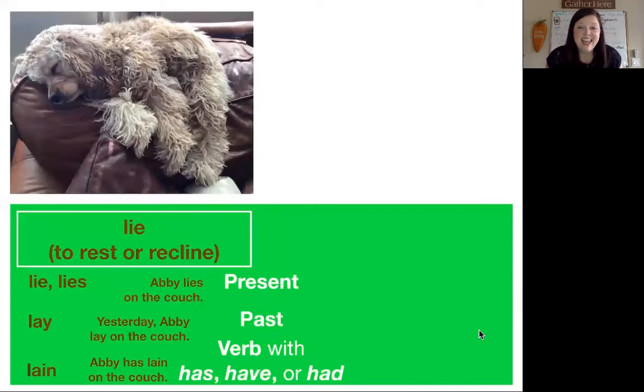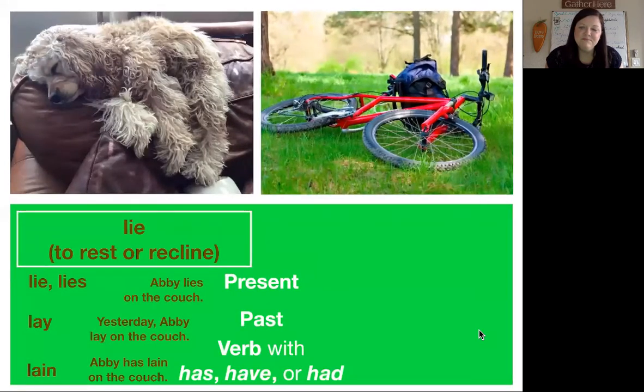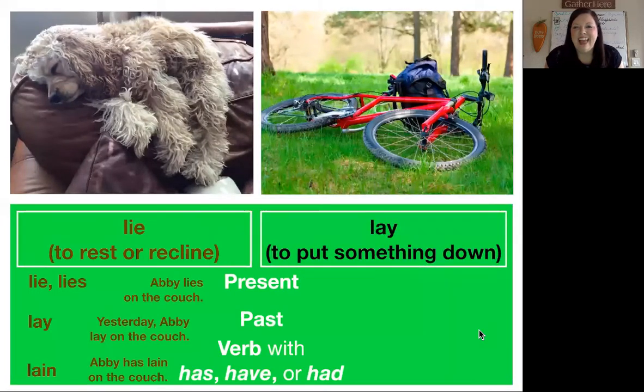Oftentimes, students and adults get lie confused with this next verb. What verb do you think it is by just looking at this picture alone? The verb is lay. Lay means to put something down. Now let's go back to the picture of Abby just for a second. I didn't put her there. She is resting there all by herself. But someone had to lay this bike down. It just didn't get there by itself. Someone had to put it there.